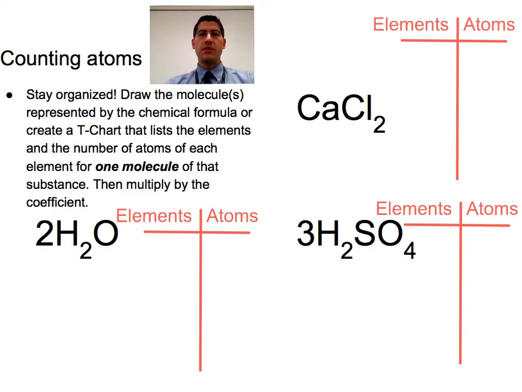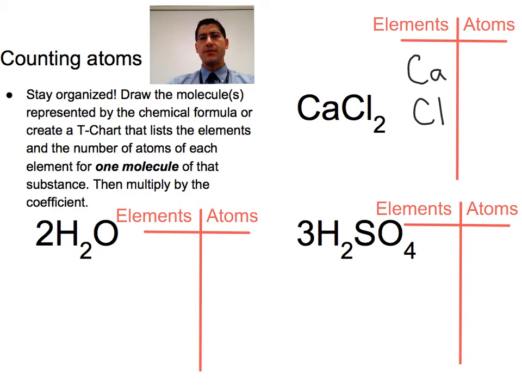Let's start with calcium chloride. Calcium chloride is a compound you've worked with. It reacts exothermically with water, releasing a lot of heat during the chemical reaction. There are two elements in this formula: calcium, chemical symbol Ca, and chlorine, chemical symbol Cl.